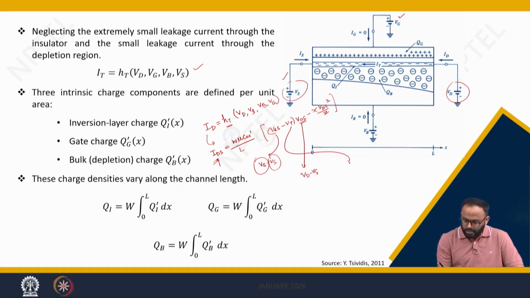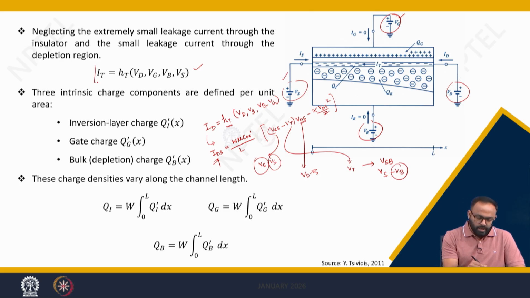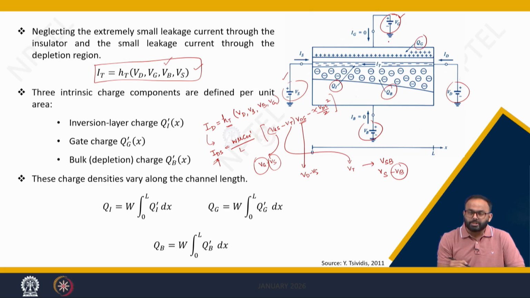We do have a function Vt where explicitly Vsb is coming. Again this current becomes a function of Vs minus Vb, or it becomes the function of all the terminal voltages. That is the reason to write a simple form of current in terms of all terminal voltages. Now, we have also discussed about the charges. We do have inversion charge, bulk charge and gate charge.